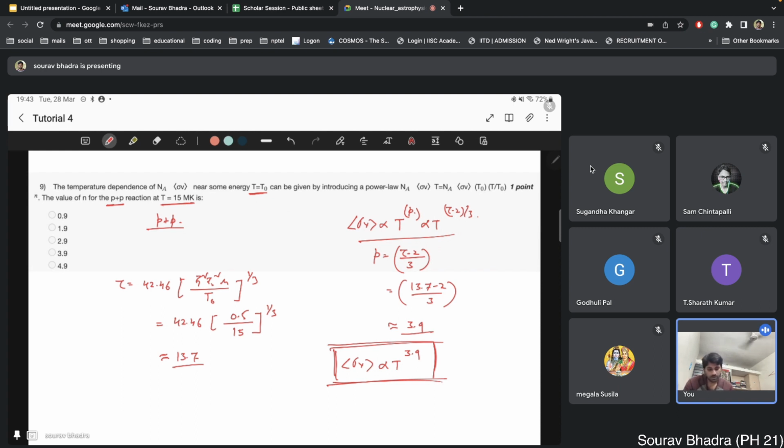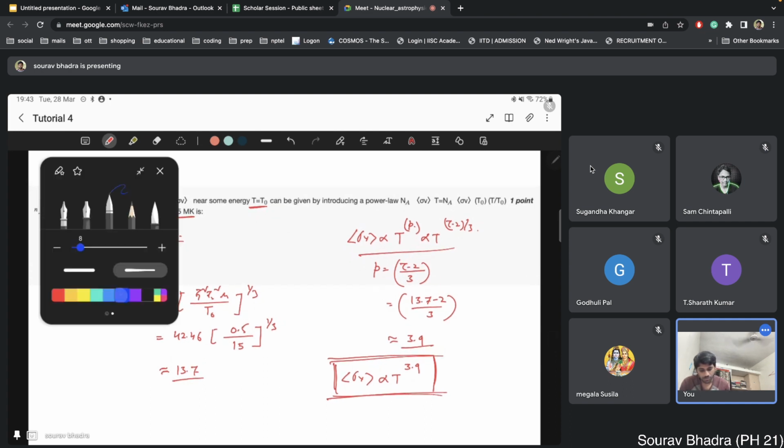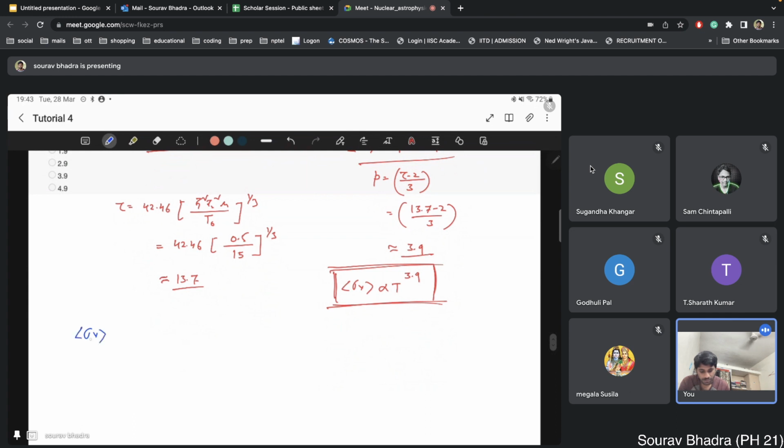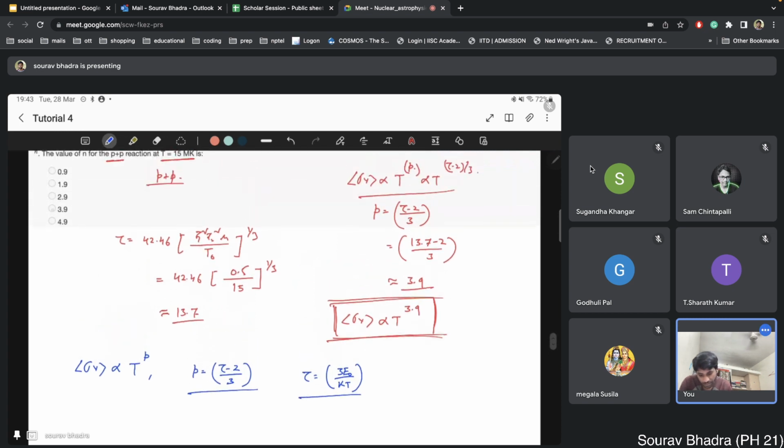Okay, so this is important. Just try to remember this part, write it in blue: sigma v is proportional to T to the power p, where p is actually tau minus 2 by 3, where tau is again 3E0 by kT. All these are interrelated. E0 is coming from the Gamow peak, tau is a result of the E0, and that is giving you the power law index of the temperature. And tau was 3.9 in this one.